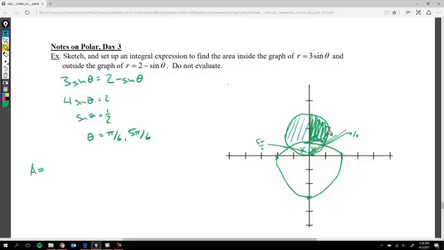The reason why I'm going to do that is going to become a little bit more apparent in the next problem. But I think it's going to be a good habit to develop. So I'm actually going to find, again, the area of half and then multiply it by 2.